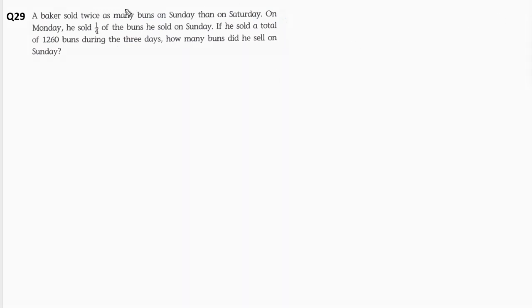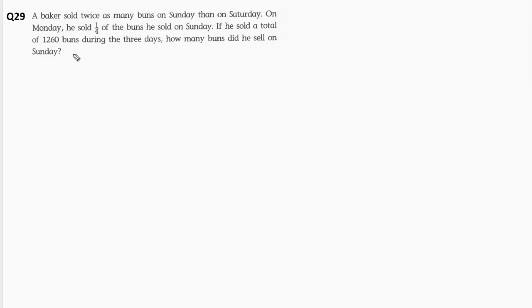A baker sold twice as many buns on Sunday than on Saturday. On Monday, he sold a quarter of the buns he sold on Sunday. If he sold a total of 1,260 buns during the 3 days, how many buns did he sell on Sunday?